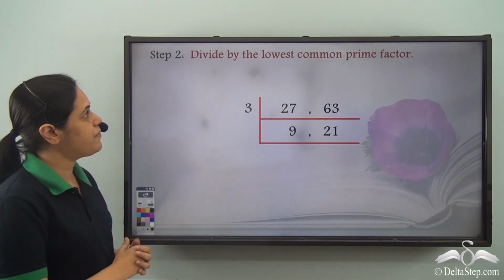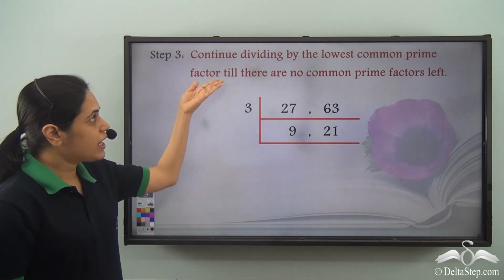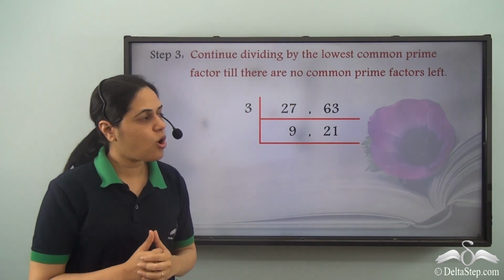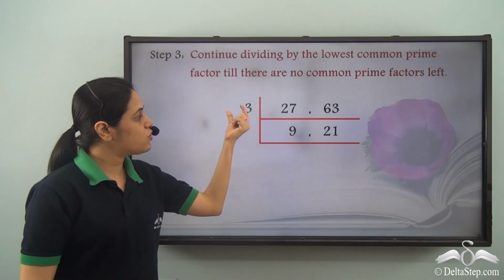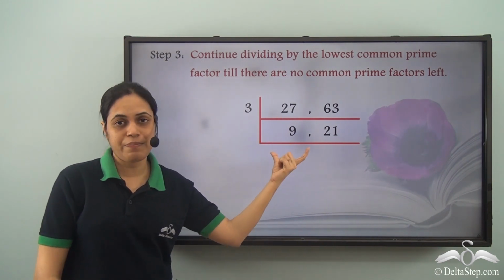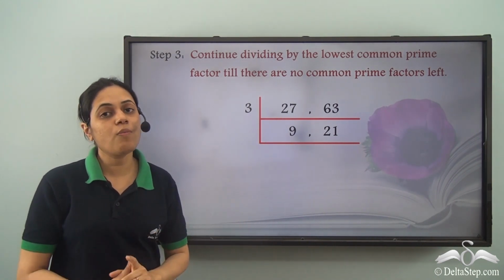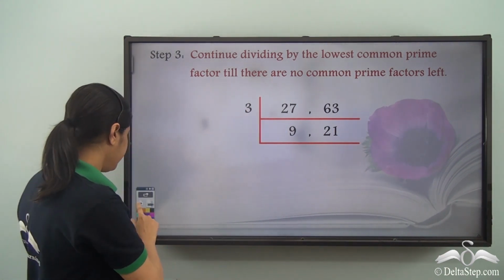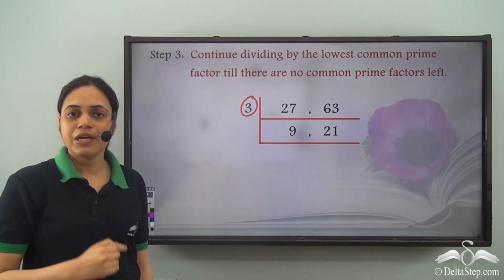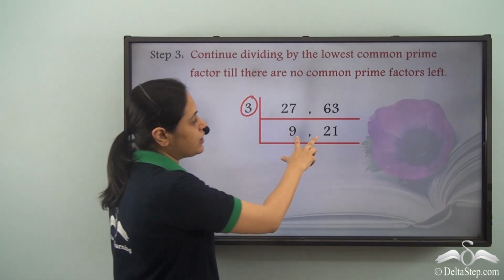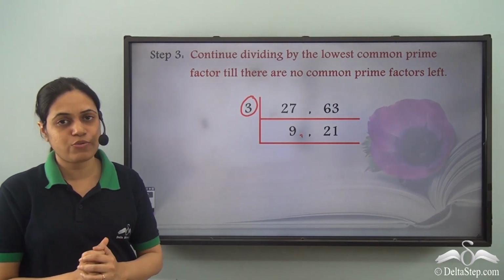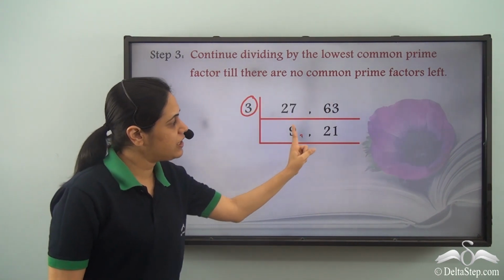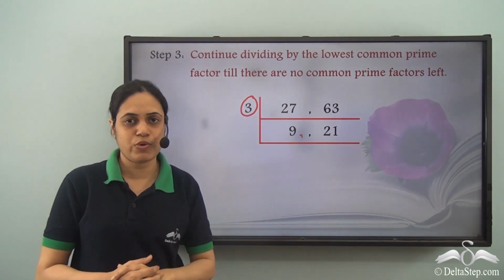Now what is the next step? The next step is to continue dividing by the lowest common prime factor till there are no common prime factors left. So I need to continue dividing by the lowest common prime factor till there are no more common prime factors. What does this mean? So I have divided by 3. Now once again I need to find the lowest common prime factor of 9 and 21. So now just assume that this is not there and find the lowest common prime factor of 9 and 21.